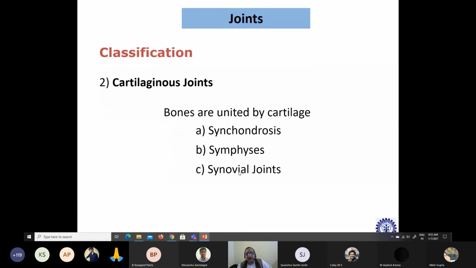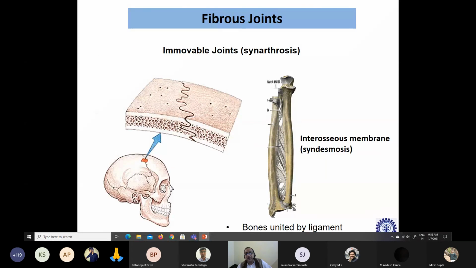Then we have the cartilaginous joints, where the bones are united by cartilage. Very common in the articulating joints are the synovial joints, which contain synovial fluid. You might have come across all these terms in your school days. Examples of fibrous joints are sutures, which are immovable joints.